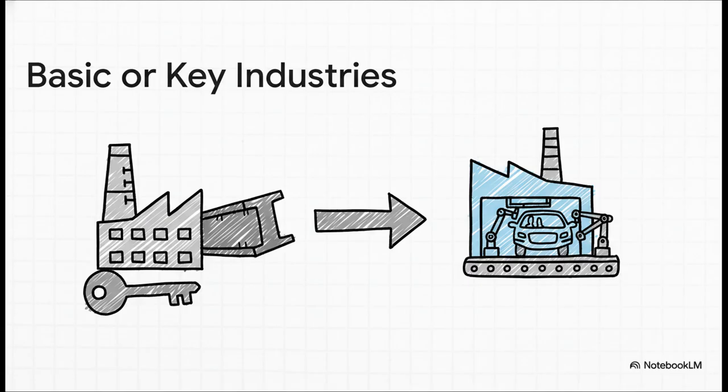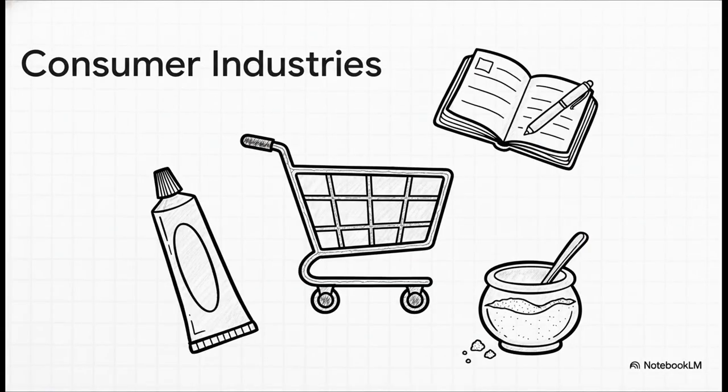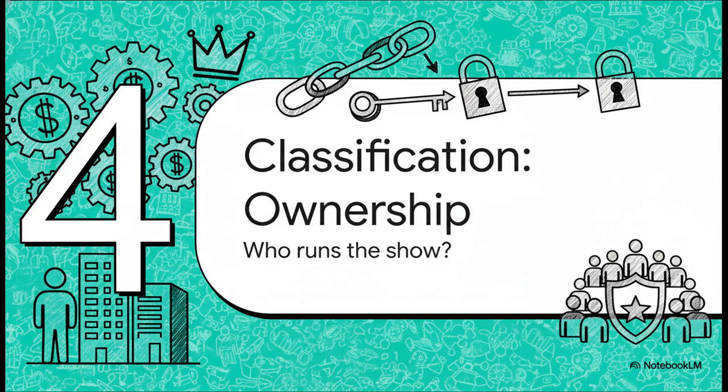For example, the steel industry is a basic industry. It makes steel. But you and I don't buy steel directly, do we? No. A car industry buys that steel to make a car. So the steel industry is a key that unlocks production for other industries. Consumer industries, on the other hand, make things for us, the consumers. They produce the final finished goods that we buy from a shop and use directly. The toothpaste you used this morning, the paper in your notebooks, the biscuits you eat, all these come from consumer industries. All right, let's move to our next classification.